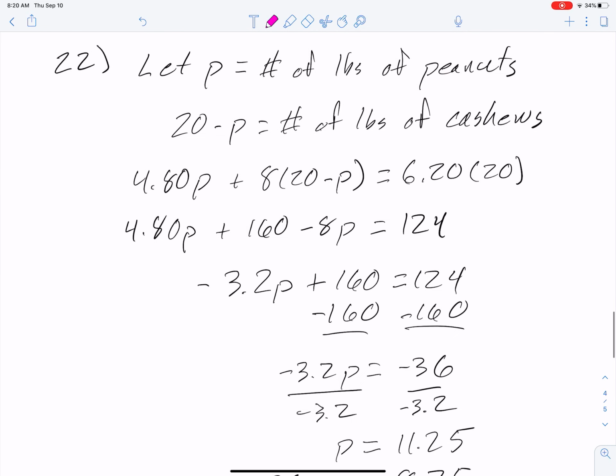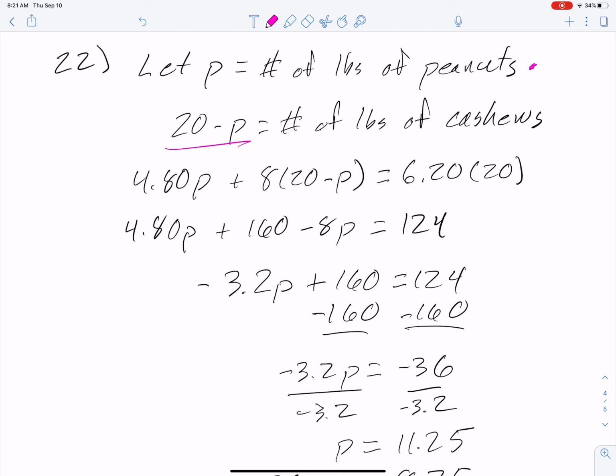All right, and finally, 22. A grocer wants to mix peanuts and cashews to produce 20 pounds of mixed nuts worth $6.20. How many pounds of each kind of nut should she use if the peanuts cost $4.80 and the cashews cost $8? So very similar to that last coin problem, I can start with the P being the number of pounds of peanuts, or you could have started with cashews, totally up to you. But your next term would always be 20 minus the variable you've defined to represent the other value. So in my case, 20 minus P is the number of pounds of cashews.